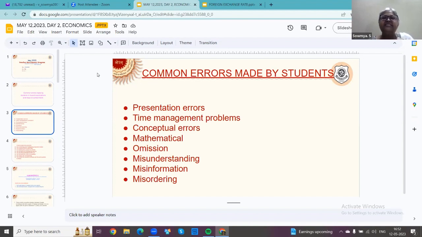Okay, so misunderstanding is yet another problem, especially in our subject. So what kind of misunderstanding can there be?